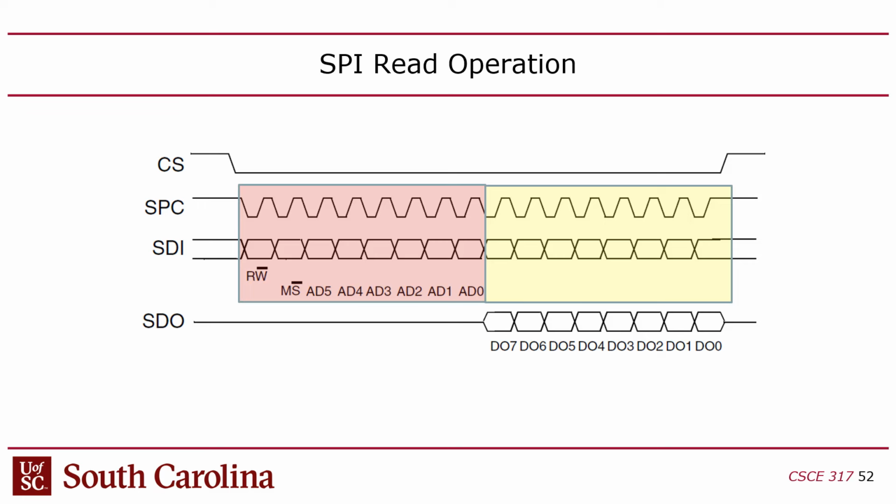However, the reason I'm emphasizing this is because the next protocol that we're going to look at, I2C, fixes that problem. SPI has this problem of low utilization of the wires in the channel because of this transaction. Okay, so let's do a read operation.